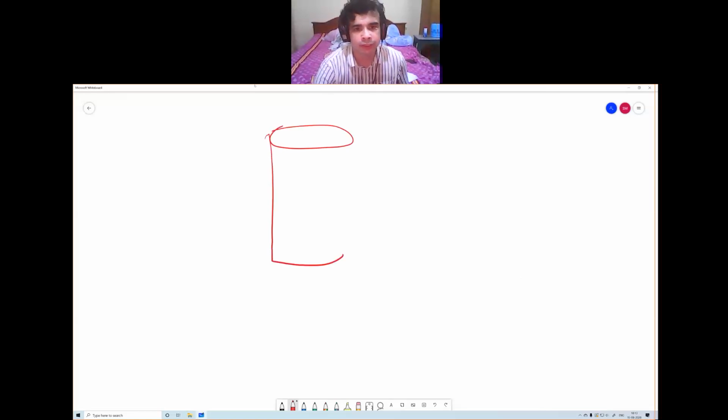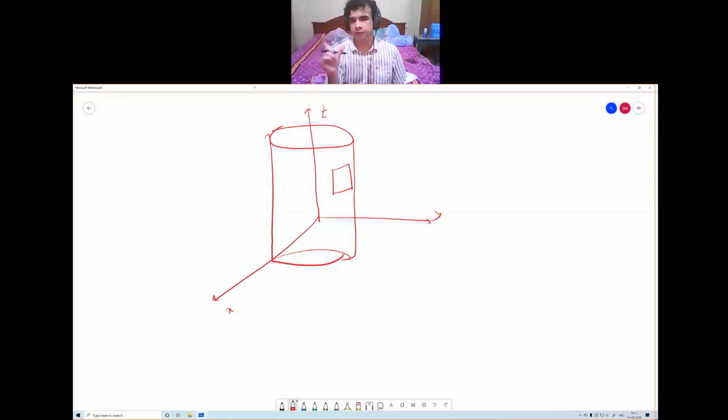Let us consider the cylinder around Z. This is my Z. This is my Y. I take a very small surface along the outside of the cylinder. What is the area of the surface? The radius of the cylinder is rho.